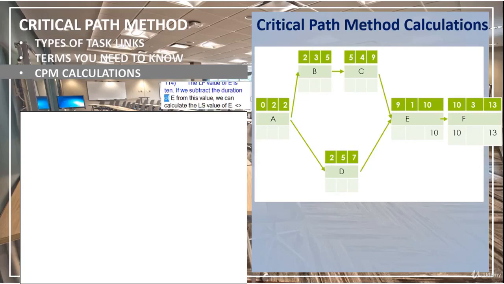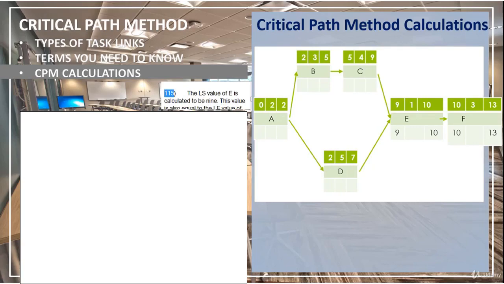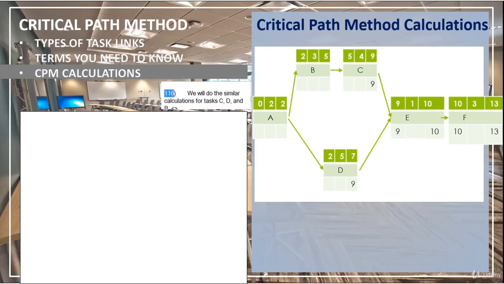If we subtract the duration of E from this value, we can calculate the LS value of E. The LS value of E is calculated to be 9. This value is also equal to the LF value of both C and D. We will do the similar calculations for tasks C, D, and B. Now, we will find the LF value of A.